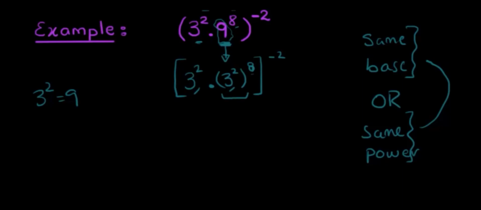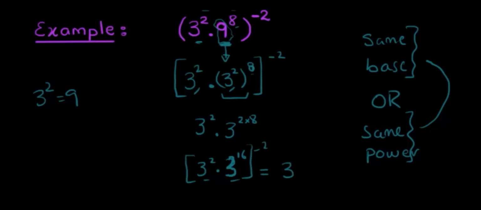Now that I have the exact same bases, well, actually, let's work on this thing first. It's 3 to the power 2 to the power 8. So it's a power on a power, which means I would end up multiplying them. That gives me a 3 to the power 16. It's multiplying with 3 squared. When you've got the exact same bases, 3 and 3, what happens to the powers? You end up adding them. So it's 2 plus 16, which is 3 to the power 18.